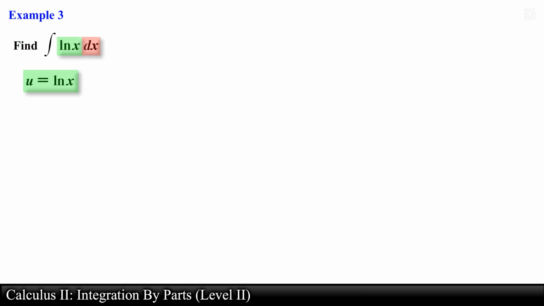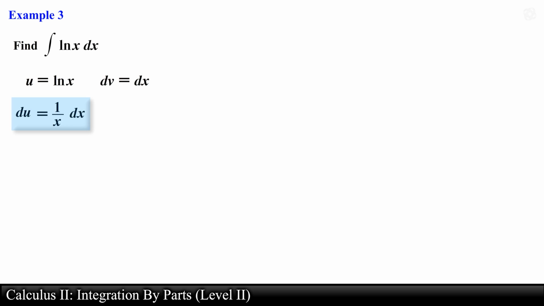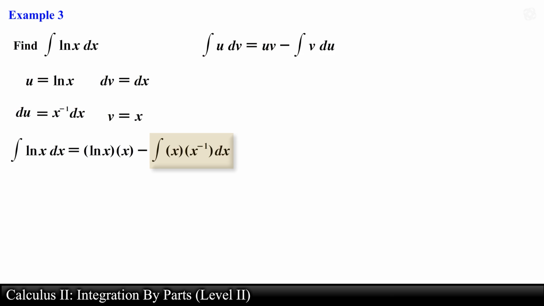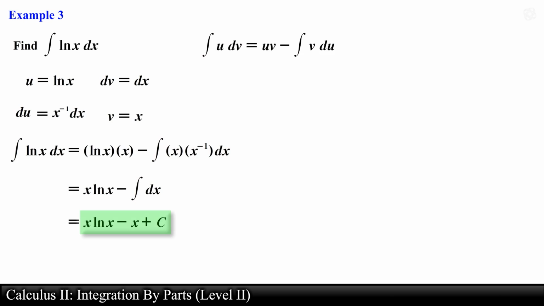So we assign u to be equal to the natural log of x and dv equal to 1 dx, or more simply as dx. So taking the derivative of u with respect to x and solving for du, we obtain 1 over x dx, or written another way as x to the negative 1 dx. And taking the integral of dv, we obtain v, which is equal to just x. Substituting these functions into the integration by parts formula, we obtain the following. And finally, taking the integral of dx, we obtain the final integral of the natural log of x to be equal to x times the natural log of x minus x plus c.